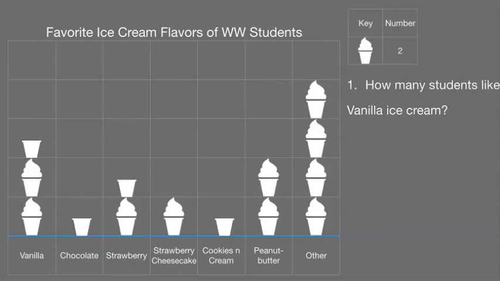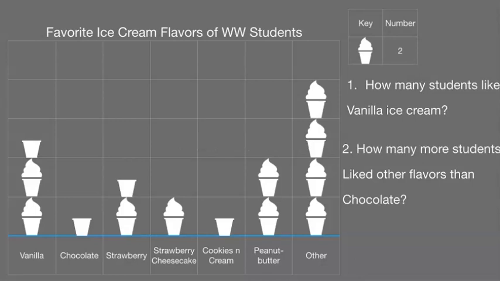How many students like vanilla ice cream? Well, I look at this and I know that there are 2 full ice cream cones. And I know that each one of these, according to my key, is worth 2 votes. So I would say 2, and this would be 2. So 2 and 2 would be 4. And then I have 1 half one. He's not a full ice cream cone, is he? So that is just a 1. He's only worth 1. So that would be 2, 4, and 5. So 5 students like vanilla ice cream. Good.